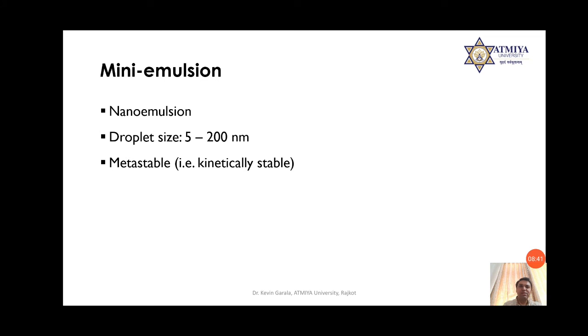And the third and last one is the mini emulsion. Again it is considered a nano emulsion where the droplet size is between 5 to 200 nanometer. Again it is metastable, meaning kinetically stable, and a mini emulsion or nano emulsion can be preferred to administer the drug parenterally.